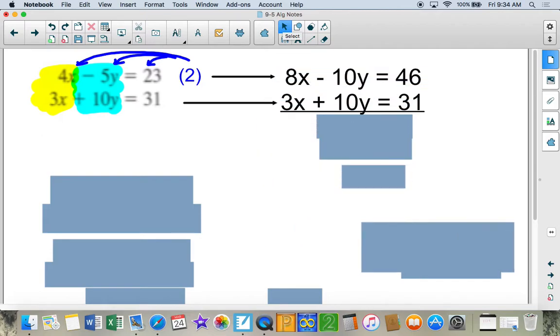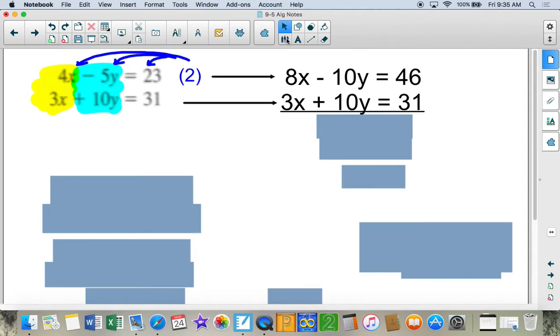So if I multiply it by 2, I get 4x times 2, which is 8x. I get negative 5y times 2 is negative 10y. And I get 23 times 2, which is 46. We bring over the bottom equation because we're not going to manipulate it. So it continues to stay 3x plus 10y equals 31.